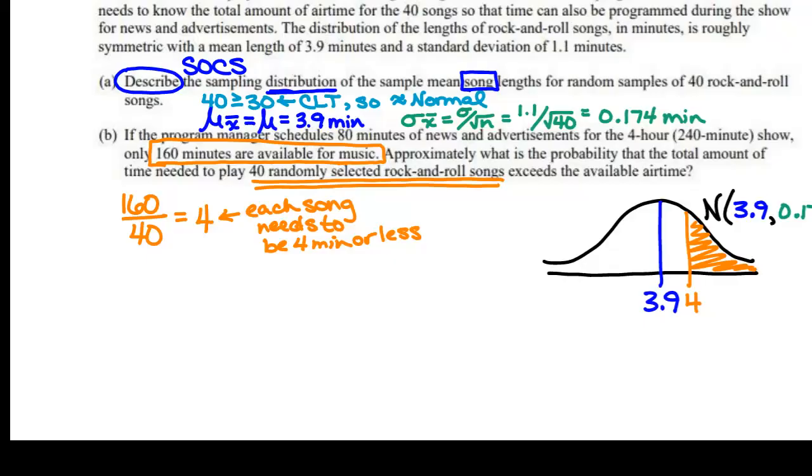The other thing that you could do if you wanted to look at this total of 160, you would have to take the mean of 3.9 times 40, and you would have to take the standard deviation of 0.174 times 40, and then you could look at the total of 160. So that would be another way that you could approach Part B and still end up with the exact same probability.